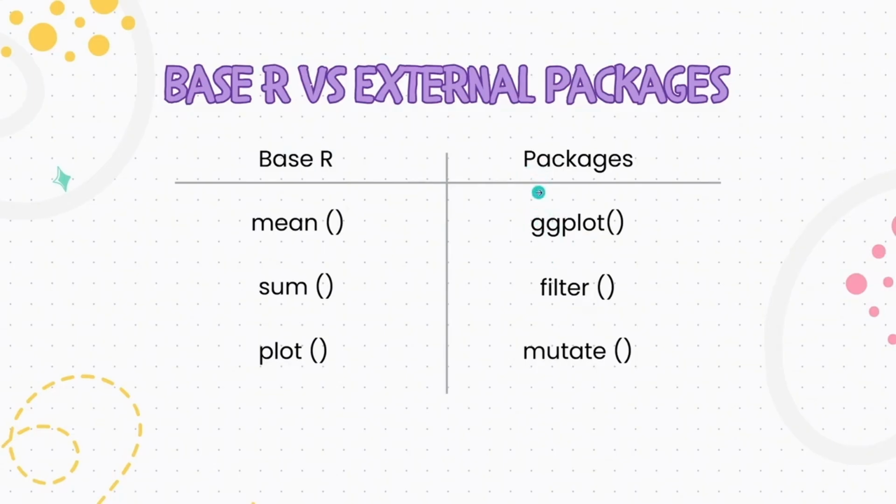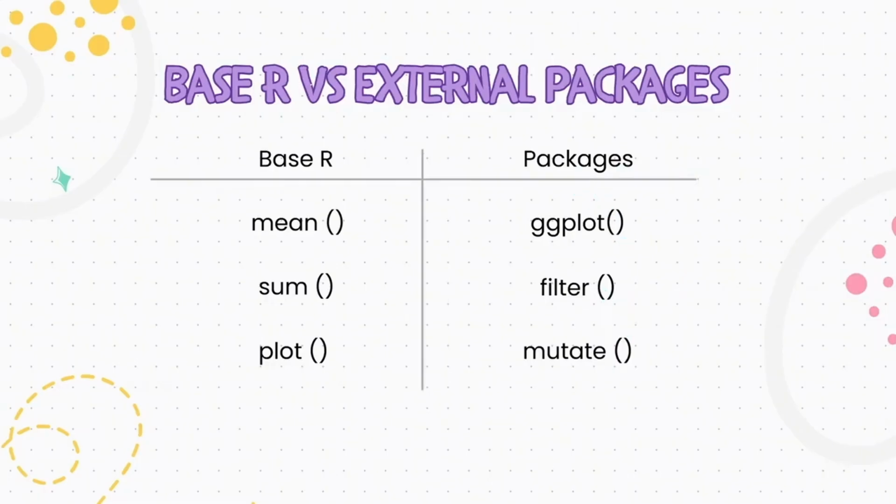This design keeps R lightweight and flexible. Some of the functions that are associated with packages are ggplot, filter, and mutate. We install packages only when we need them, and this design keeps R lightweight and flexible. So when you add packages to base R, it gives you more power for data science.